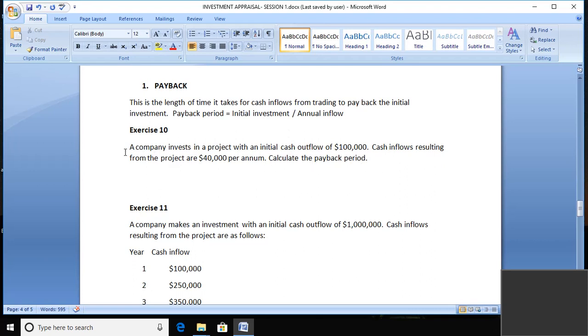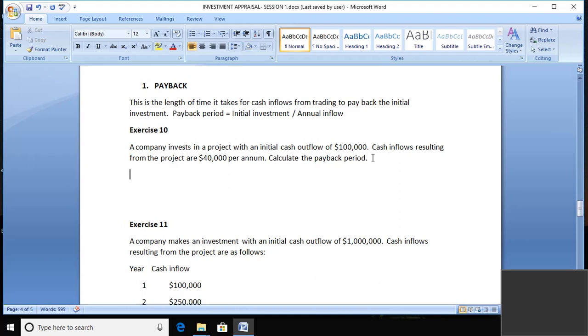But let's continue. We are told that a company invests in a project with an initial cash outflow of 100,000. Cash inflows resulting from the projects are 40,000 per annum. Calculate the payback period. This is simple. You are looking at how long it will take for you to recover the 100,000, which is the initial investment. So if the net cash flows are 40,000 per annum, how many years is it going to take for you to recover 100,000?